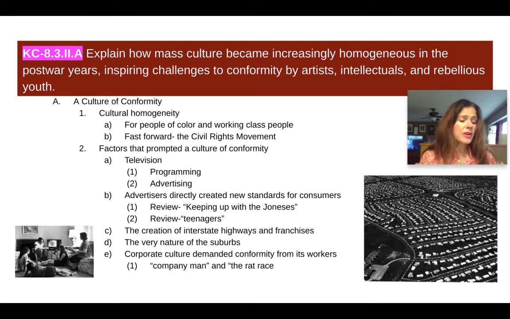Letter D, the very nature of the suburbs where you live. If you look at the picture directly below my face, you will see track housing that was built. Part of the GI Bill was giving home loans to veterans.